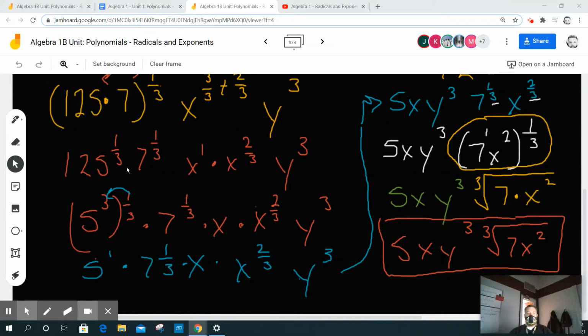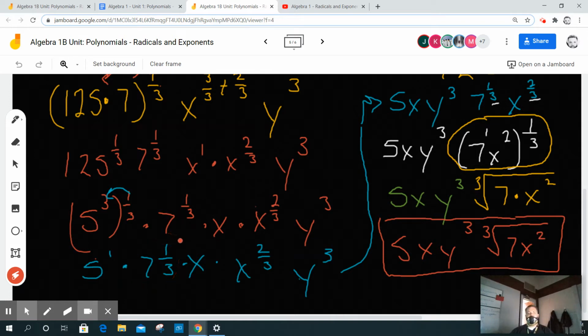So in the next line, what I'm going to do is I'm going to say 5 to the third power raised to the 1/3. Then this is still 7 to the 1/3. I've got x to the first power, which is just x, to the 2/3, which is just that, and then y to the third. Now, 1/3 of 3 is 1, so I've got just 5 times 7 to the 1/3.